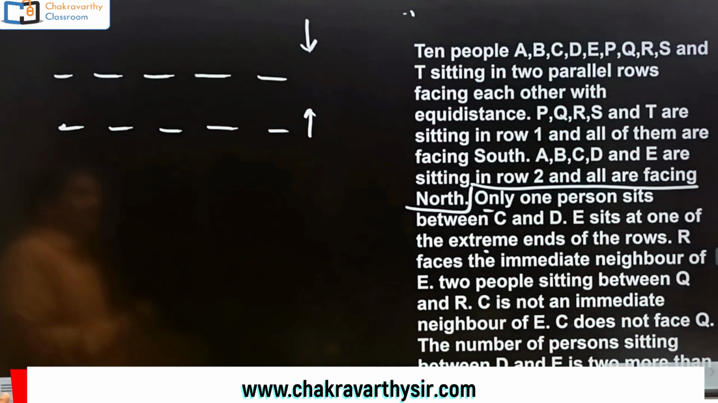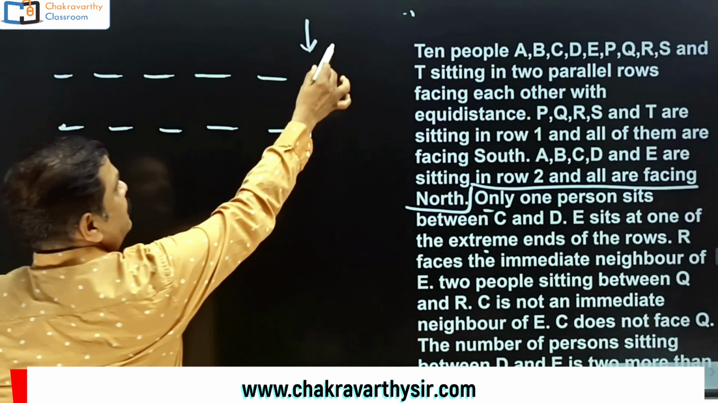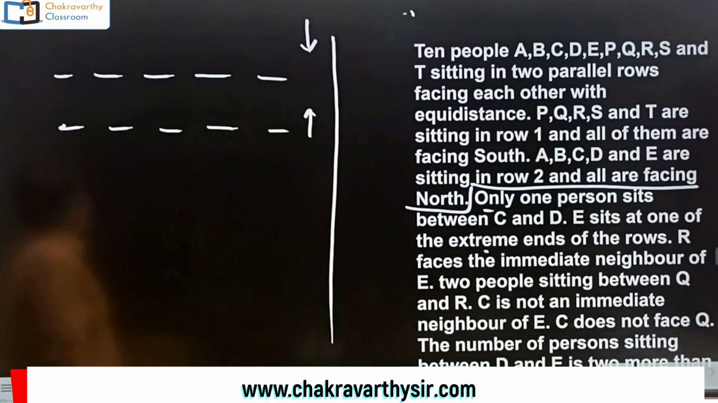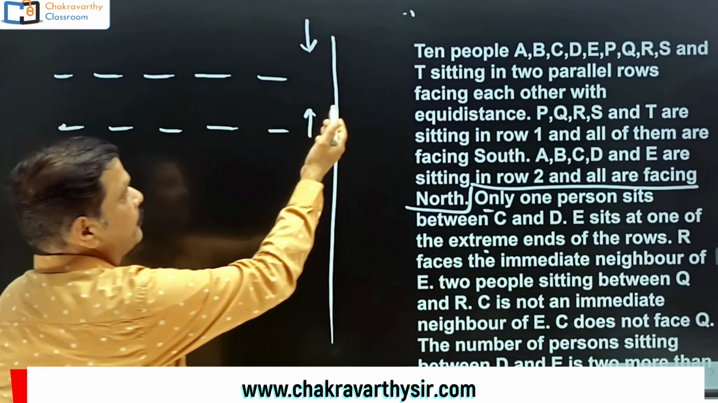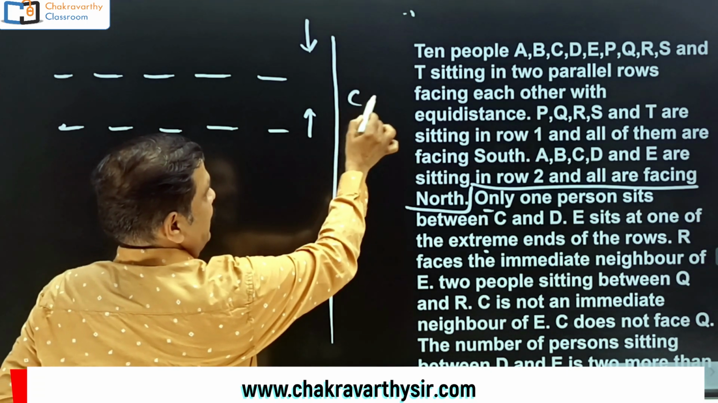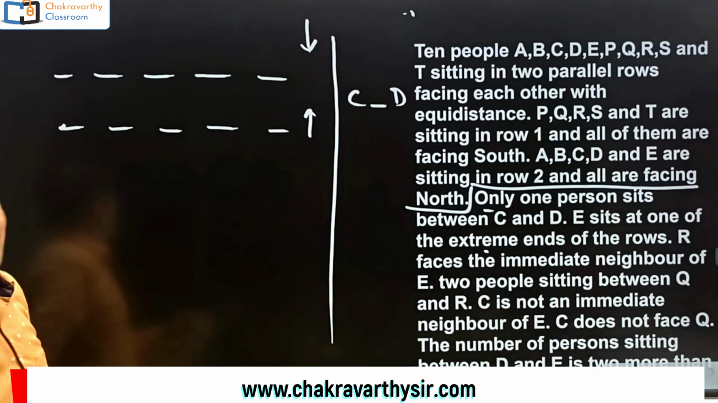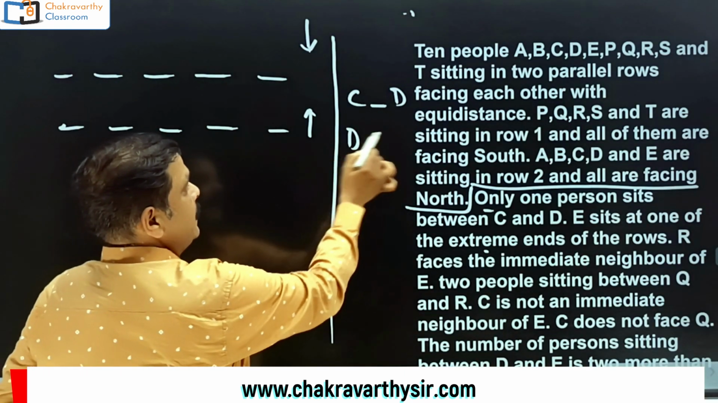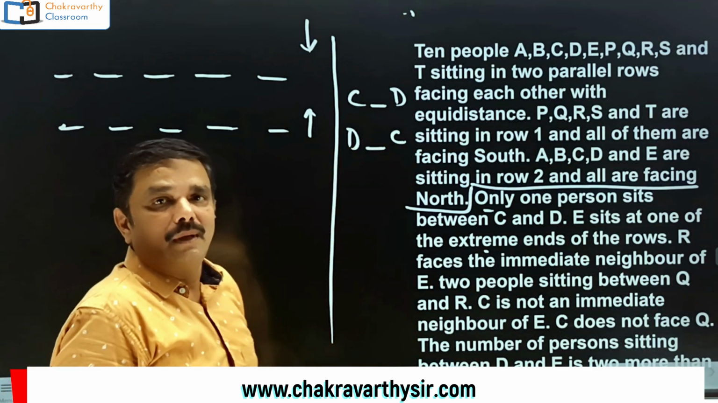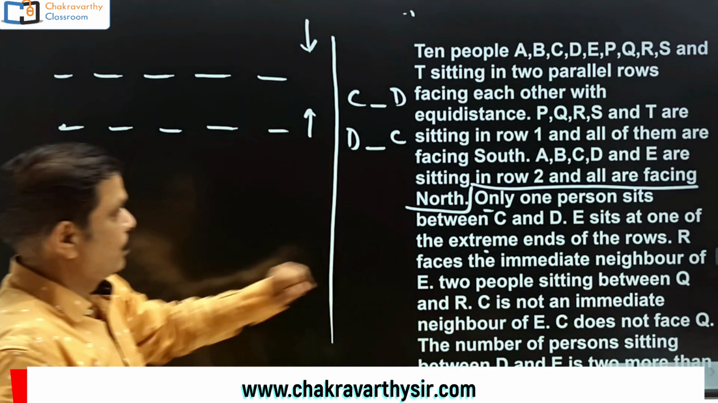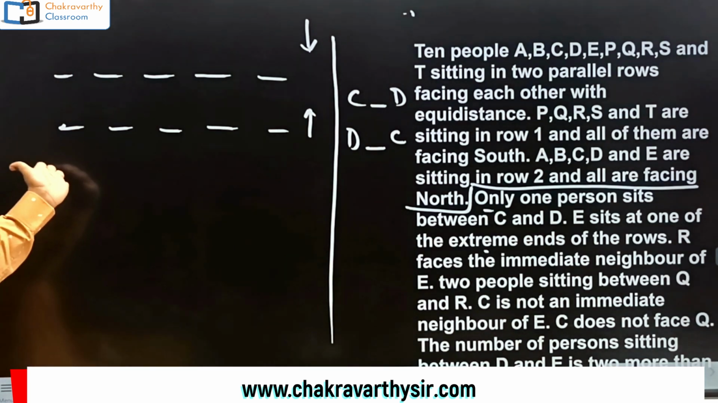Okay, right. Now what's the next information they have given? Only one person sits between C and D. This information I cannot directly take onto the chart. Between C and D, only one person. What could be the possibilities here? So between C and D, there should be one person. Either in this way, C, one person, D, or D, one person, C. Between these two, anyone must be true.